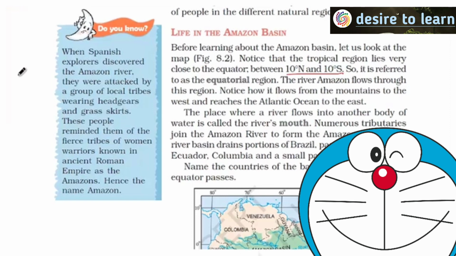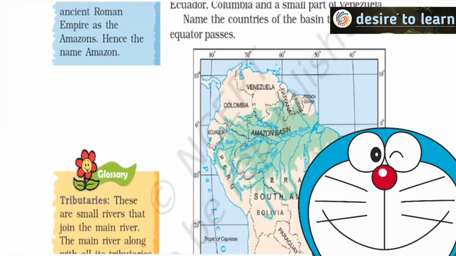The other name for the Amazon is selvas. The evergreen forest present in the Amazon river basin is called selvas. They have given you a picture to understand the mouth of the river. Can you see? It starts and enters. This entire region is between 10 degrees north and 10 degrees south.